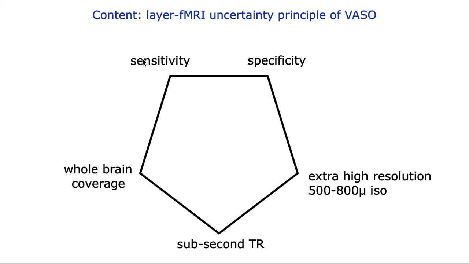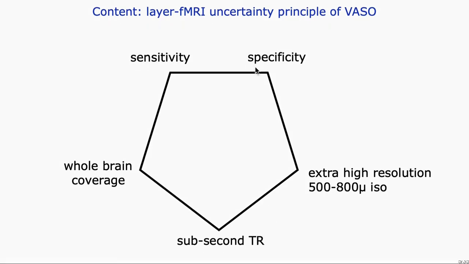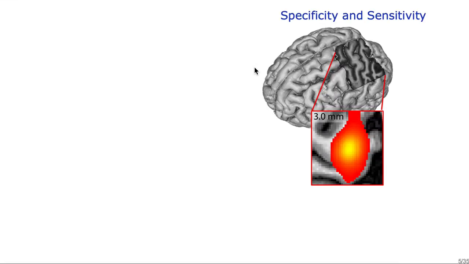And I would like to talk about specificity and sensitivity first, because those are some of the most important challenges for layer-dependent fMRI. And as it has been shown already by many people in the field, simply increasing the resolution is not enough. In fact, when you go from 3 mm to 2 mm to 1 mm or 0.7 mm resolutions, you still end up with these kind of fuzzy blobs.